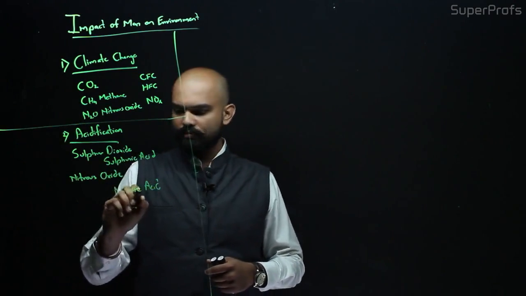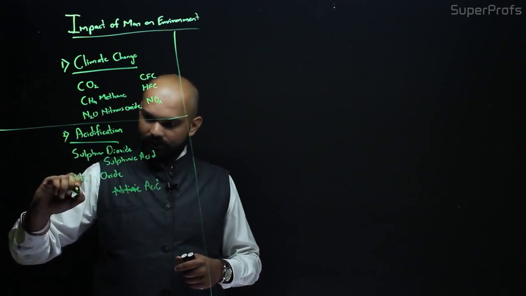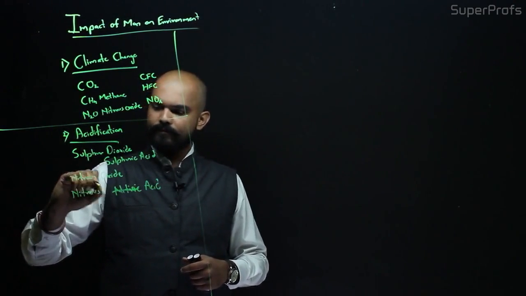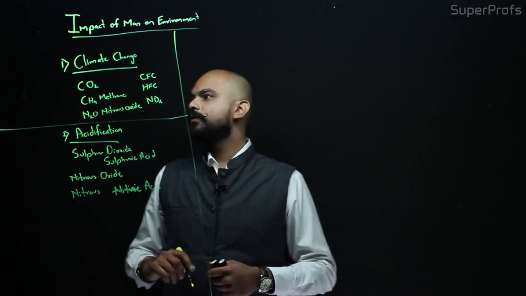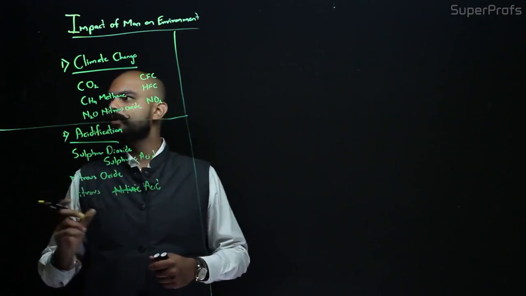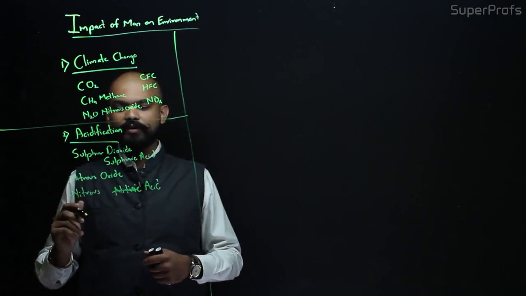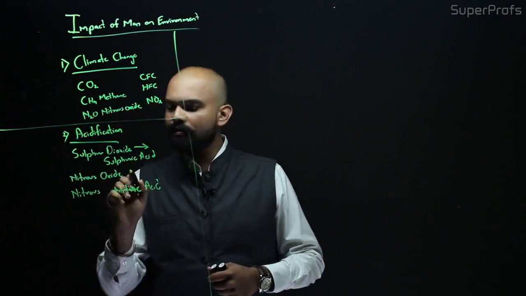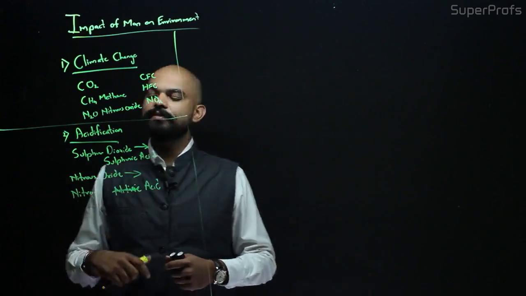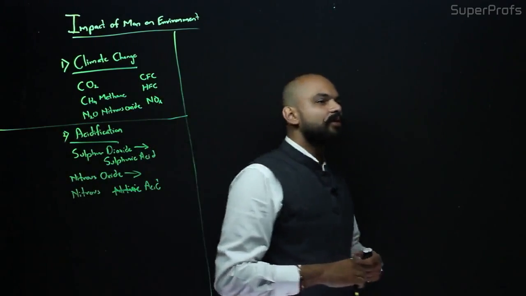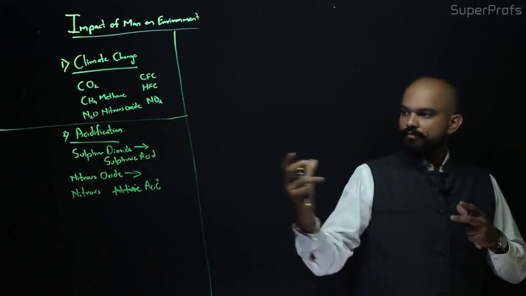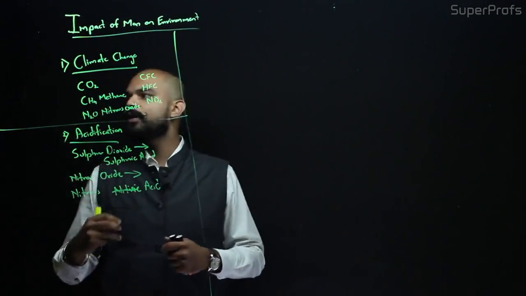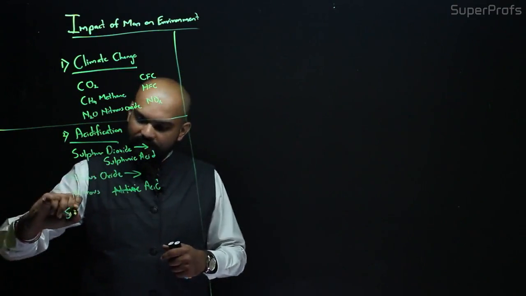Okay, sorry, this is nitrous acid. Don't write nitric, okay? Nitrous acid. So you have nitrous oxide going in there to form nitrous acid. So these two acids, they come down with precipitation on the earth's surface as acid rain.